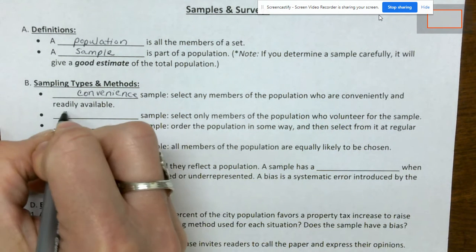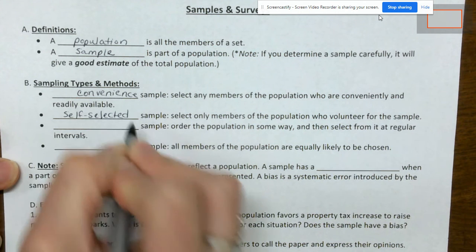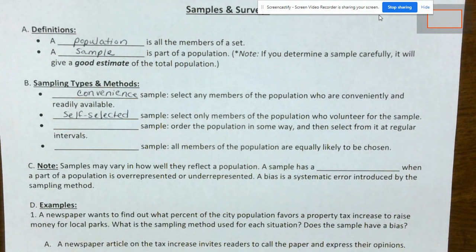Another type of sample is a self-selected sample. In a self-selected sample, you select only the members of the population who volunteer for it. So I might send an email to all the students at Randleman High School telling them I'm doing a survey, and those who would like to participate respond to that email. That is a self-selected sample.